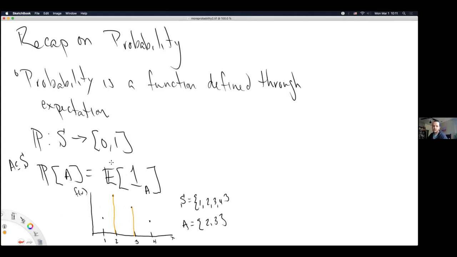So expectation is our generalization of area under a function, and specifically a density function. Expectation generalizes area under a density function. If your density function is defined on a countable or finite set, then this expectation becomes a sum, and we're just adding up the density function at the points defined on the set A. And if the sample space is uncountable, then we get an integral out. So in this case, all we really had to do was add up F at 2 and F at 3, since our set A is just defined on the points 2 and 3. So probability is area under a density function for the points contained within the argument.